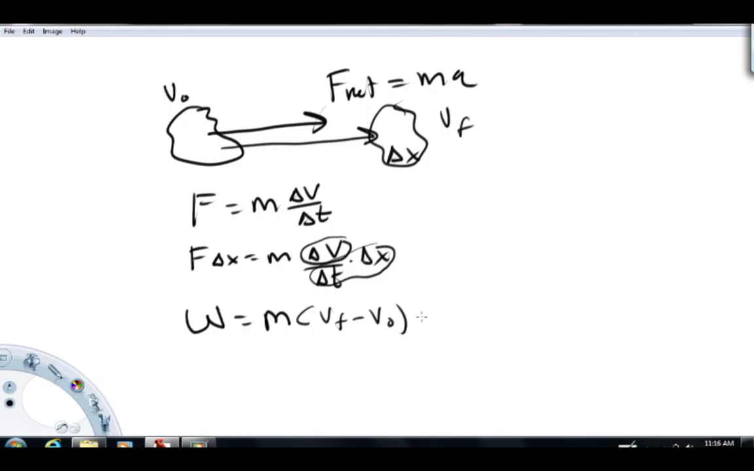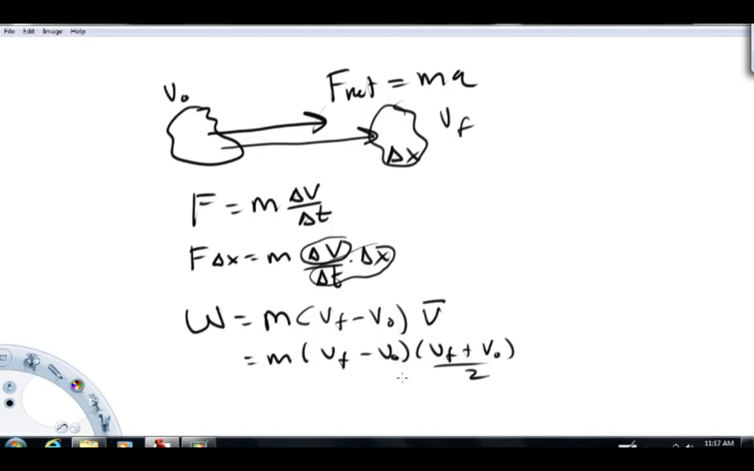This delta x over delta t here, we can basically group those two things together. Delta x over delta t is the average velocity of the particle. If we start at v initial and we end up at v final, the average velocity we can write as v final plus v initial over 2.